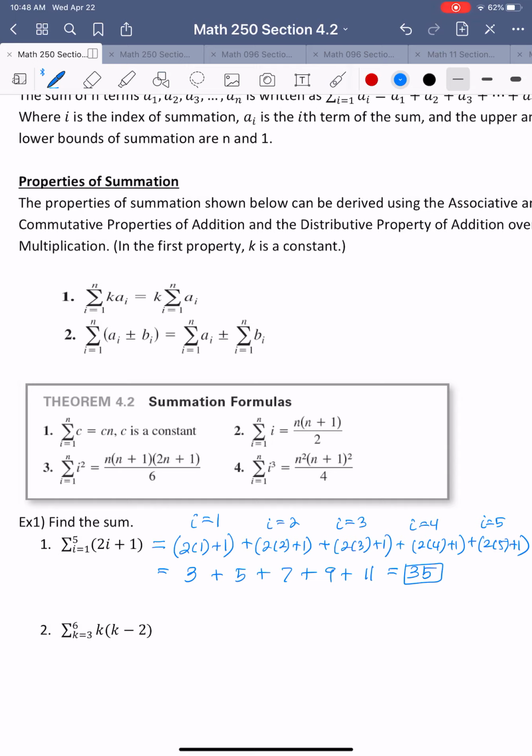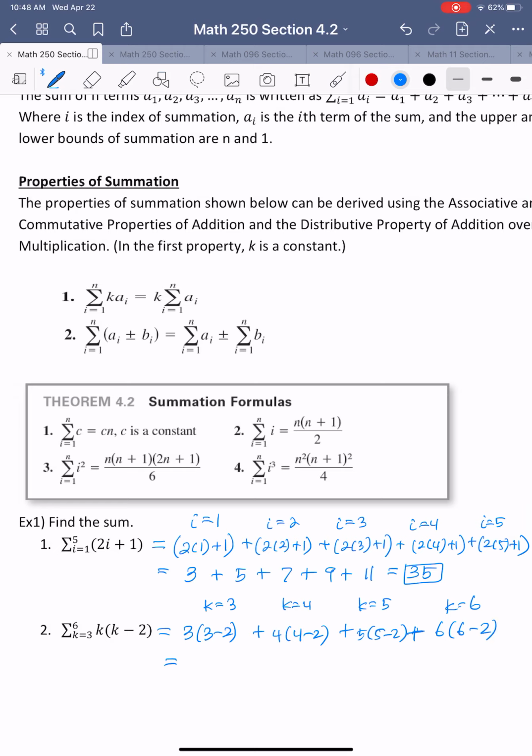All right, let's do the second one: k times k minus 2. Of course, you can distribute the k and say k squared minus 2k, and then start plugging in k equal to 3. So we need to start with k equal to 3. That means 3 times 3 minus 2, plus, now k equal to 4, 4 times 4 minus 2. K equal to 5, 5 times 5 minus 2. Now the last term, k equal to 6, which is 6 times 6 minus 2.